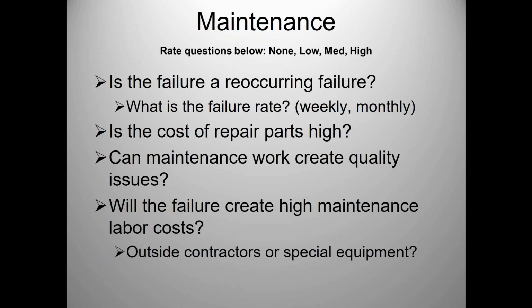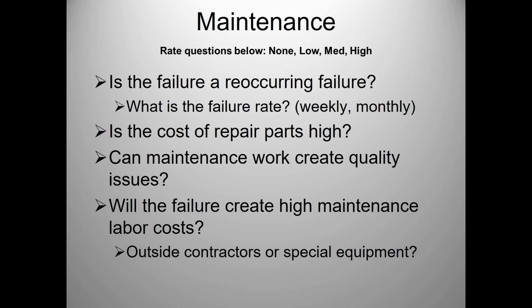Now, some maintenance area issues that we wanted to ask about in an asset criticality. Is the failure a reoccurring failure? Does it happen weekly, monthly, or yearly? What's the cost of repair parts? Questions you have to ask. Can the maintenance work create quality issues? The work that your maintenance people do, can it create quality issues on the equipment?